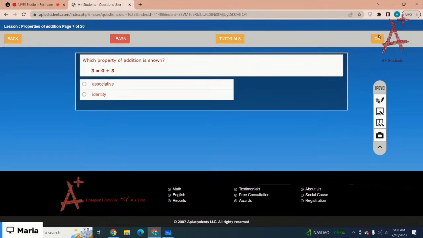Okay, which property of addition is shown? Associative or identity? Which is the correct option? That would be the identity because adding zero changes nothing. That means that is the identity.